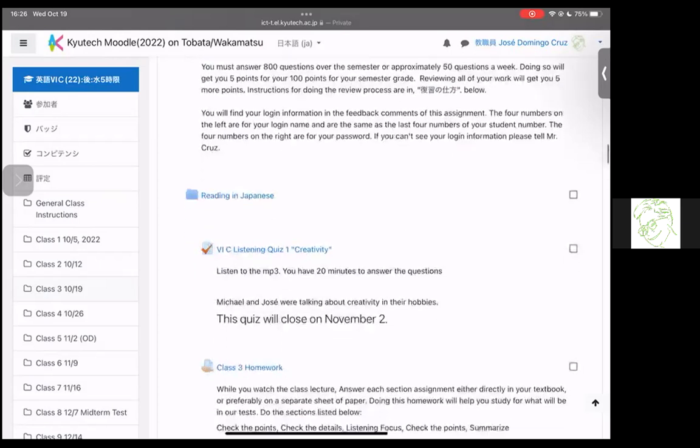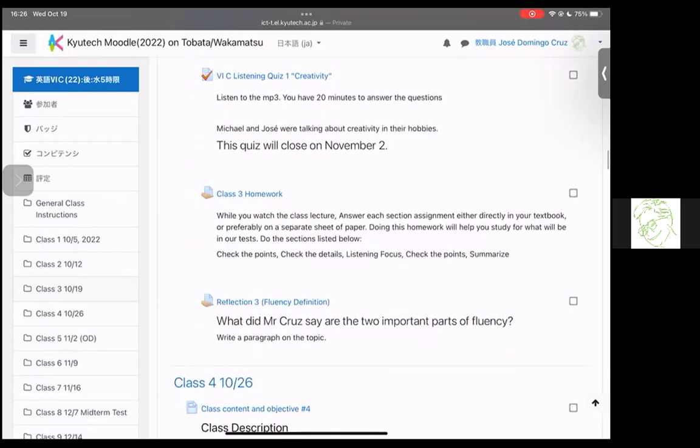Now, the other assignments that you have: a listening quiz. This listening quiz will close on November 2nd. So please make sure that you do the listening quiz as much as you can, so that by November 2nd, you have your best result. The class 3 homework is right here. Check the points, check the details, listening focus. The second, check the points and summarize for all of chapter 3.